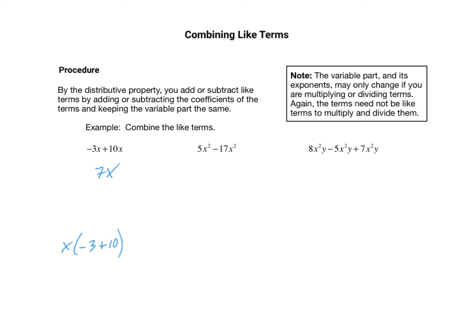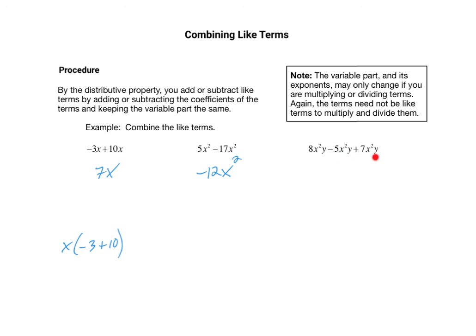Same deal here. To do 5x squared minus 17x squared, we simply subtract the coefficients. 5 minus 17 gives us negative 12. So we have negative 12, and the variable part stays the same, is x squared, not x to the fourth, for example. The only time the variable part would change, the exponents on it, is up here in this scenario. So the variable part and its exponents may only change if you are multiplying or dividing terms. Again, we are adding and subtracting like terms, so the variable with the exponent part will not change.